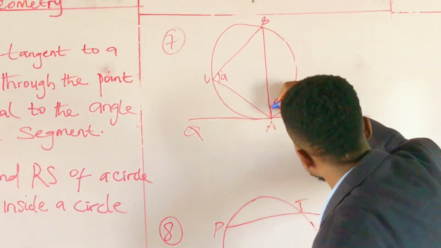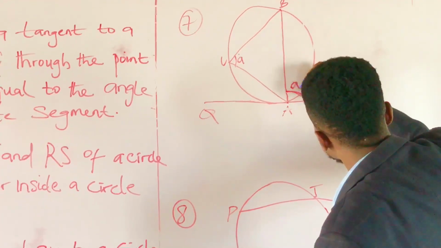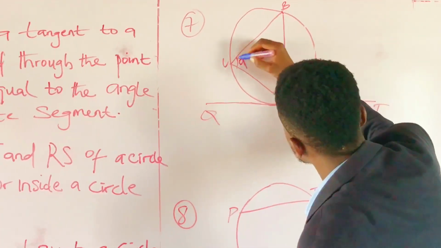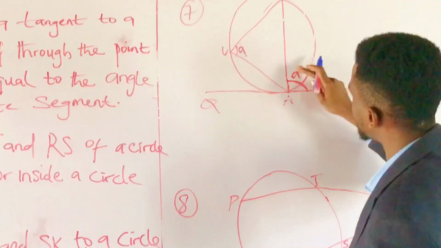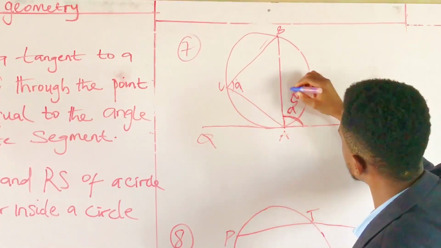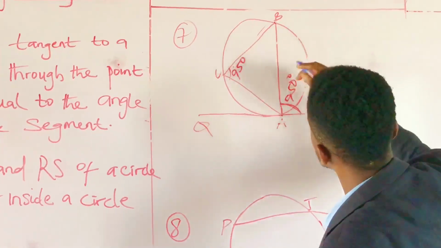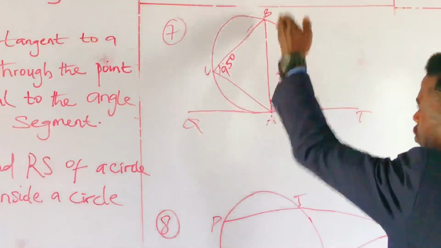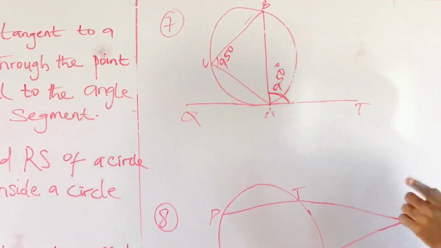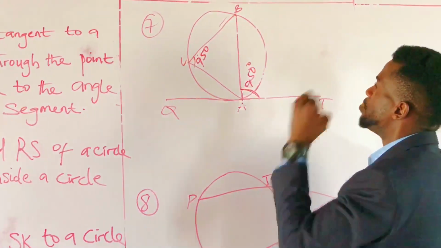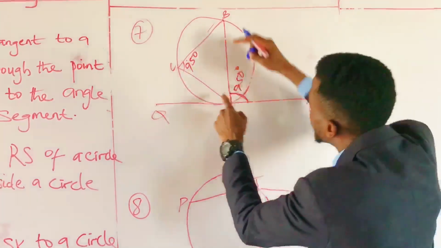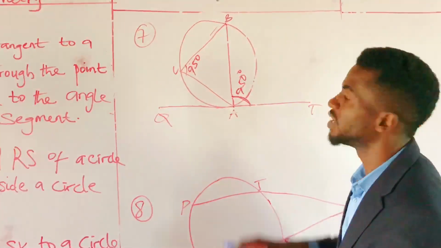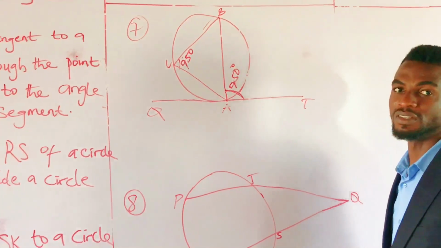So this angle here A is equal to the angle in the alternate segment. So this implies that whatsoever is in this angle is in this angle. If here is 50 degrees, here also will be 50 degrees. Whenever you have a chord and a tangent, always know that the angle between the chord and the tangent is equal to the angle in the alternate segment. That is what this law is saying.